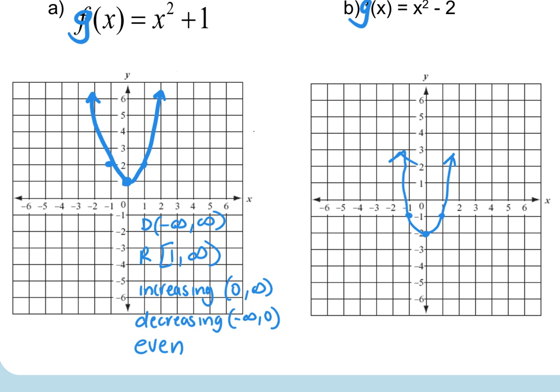For even and odd, even is symmetric just to the y-axis. So if you plug in a negative x, does it go back to the original? And odd is whatever's happening in the top right flips to bottom left, or top left to bottom right. Or if I plug in a negative, does my sign change? If all my signs change, then yes.